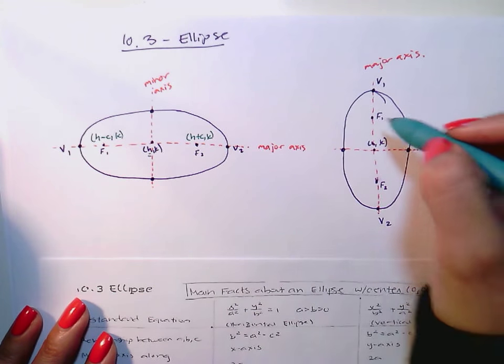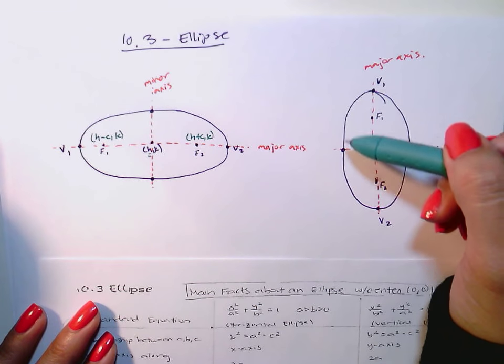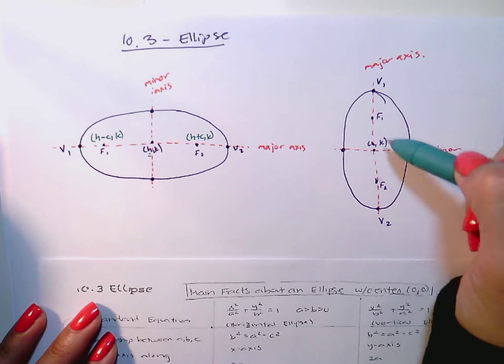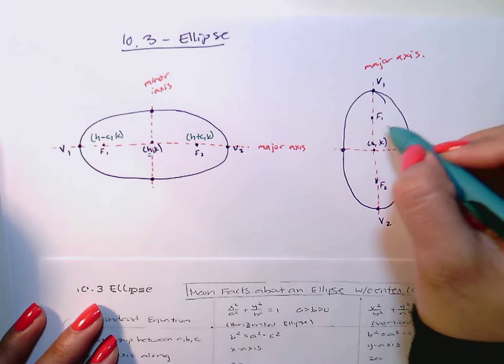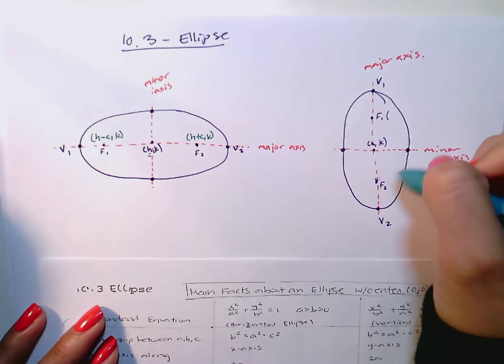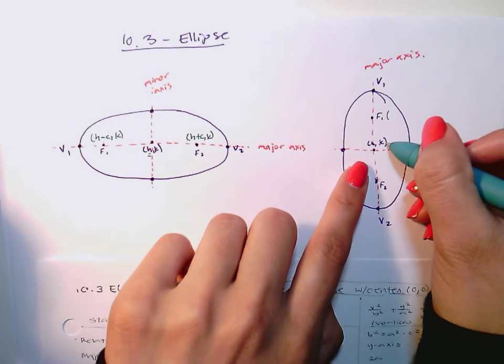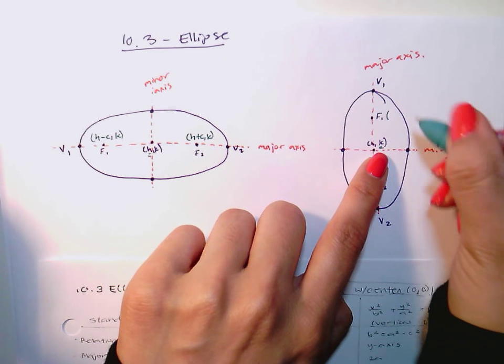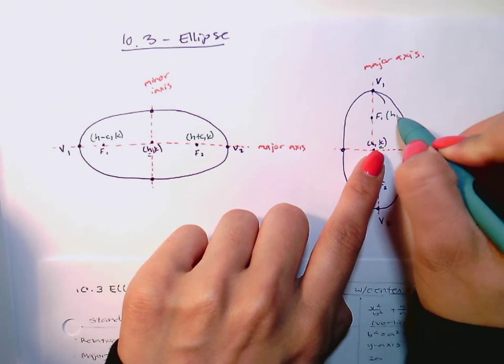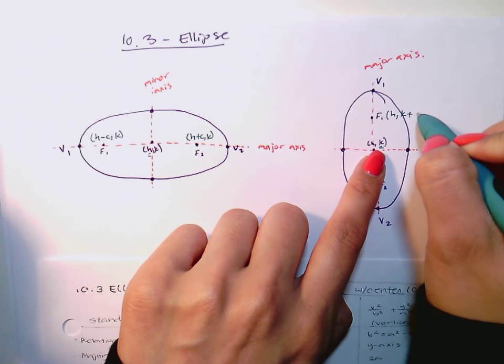And for the foci of the ellipse that is longer up and down, it's going to be c units away, but now it's going up and going down. So if I'm going up by c units, the k is the one that's going to change. The h is going to stay the same, and it's going to now be k + c.